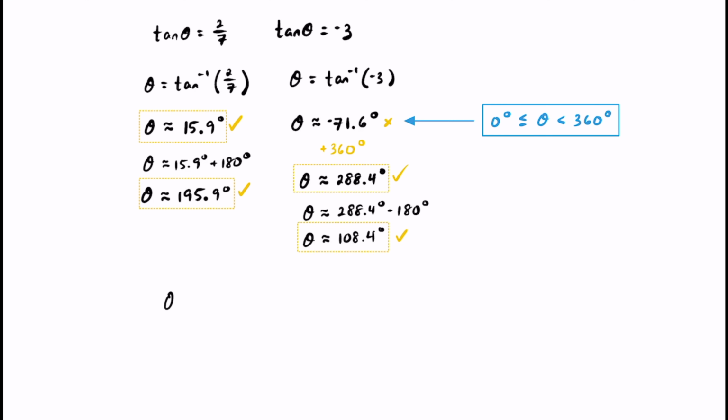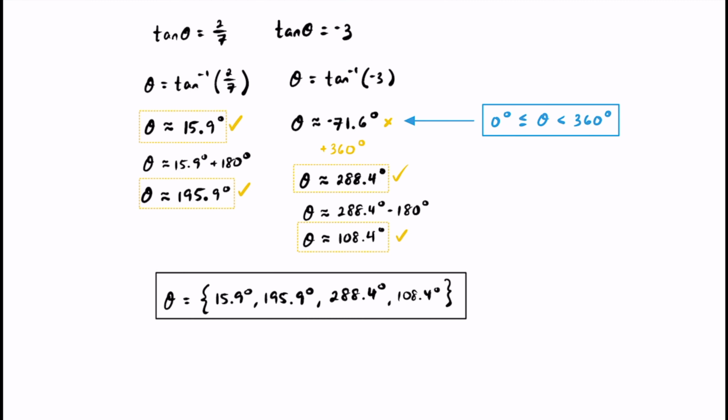So putting this all together in a solution set, theta would be equal to 15.9 degrees, as well as 195.9 degrees, as well as 288.4 degrees, and 108.4 degrees. Now keep in mind, there are infinite solutions for this equation, but these are the four angle measures between 0 and 360 degrees that make this equation true.